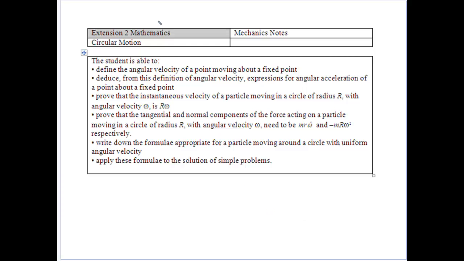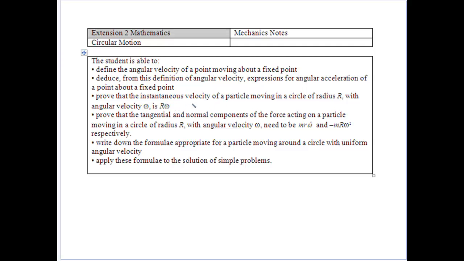We want to now look at circular motion, and what we need to be able to do in circular motion is be able to do a few things like this. Define angular velocity, which is just a point moving around another fixed point. And then we want to deduce the angular velocity from that and give the angular acceleration.